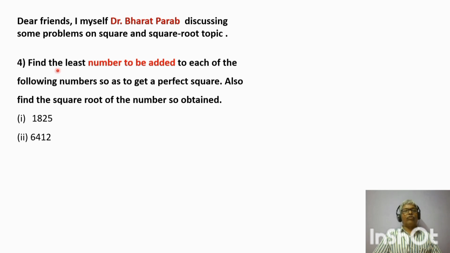Here we are trying to find out the least number to be added to each of the following numbers so as to get a perfect square. Also find the square root of the number so obtained. Here are two numbers, 1825 and 6412. These are not perfect squares, but what number should be added to them so that they become perfect squares, and find the square root of that. Okay, that is a very easy problem. So we proceed further.